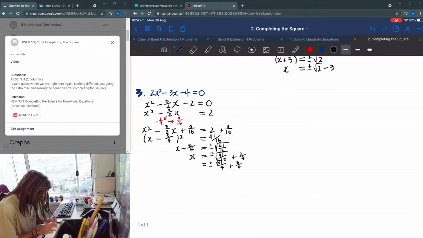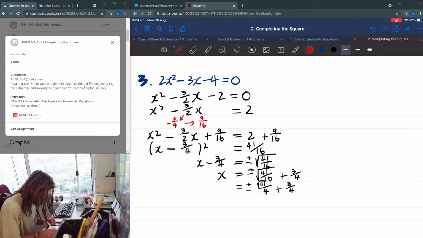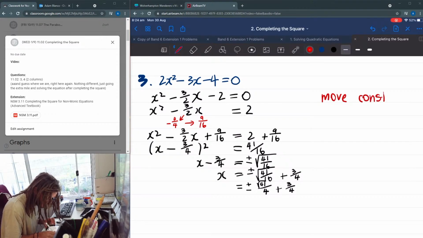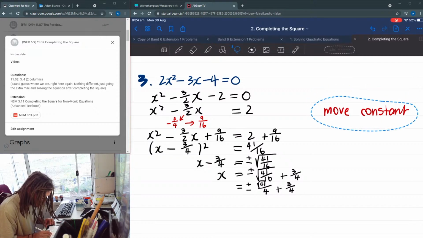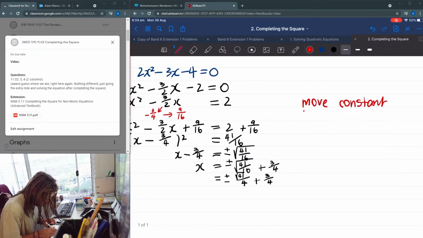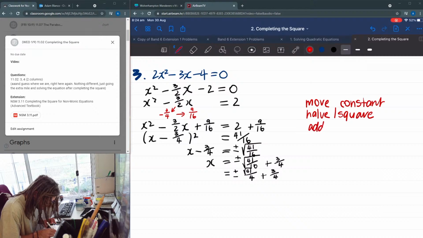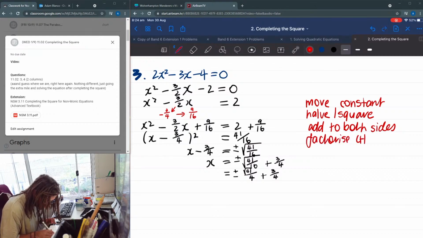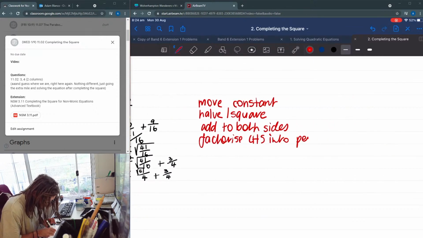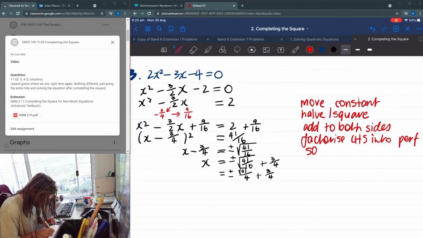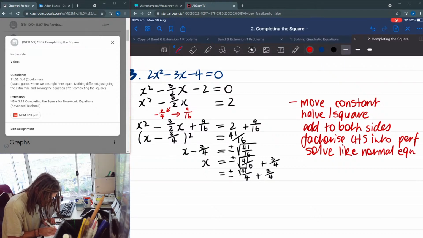Let's come up with a checklist of what we did each time. The first thing I want you to do is move the constant term to the right hand side. So grab this and move it. Then do the halve and square it. Then add that to both sides. Then you factorize the left hand side into a perfect square. And then you just solve it.